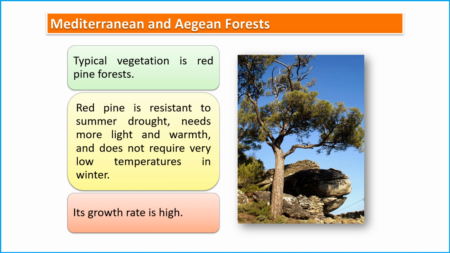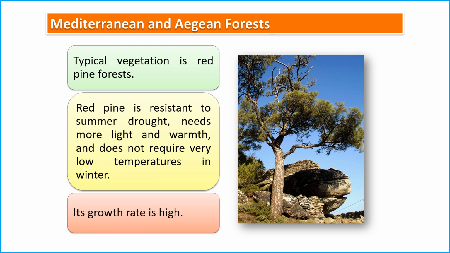2. Adaptation of red pine. Red pine exhibits specific adaptations that make it well suited to the Mediterranean and Aegean forest environment. It is resistant to summer drought, enabling it to thrive in regions with dry and warm conditions. 3. Light and warmth requirements. Red pine has a preference for more light and warmth, aligning with the sunnier and warmer climate characteristic of the Mediterranean and Aegean regions. These environmental conditions contribute to the growth and vitality of red pine forests.